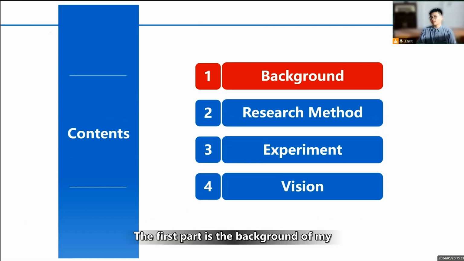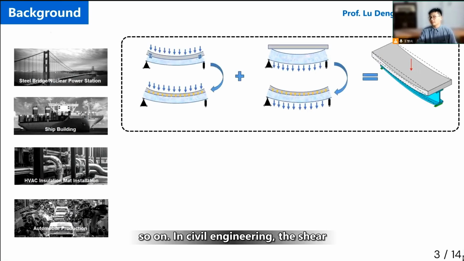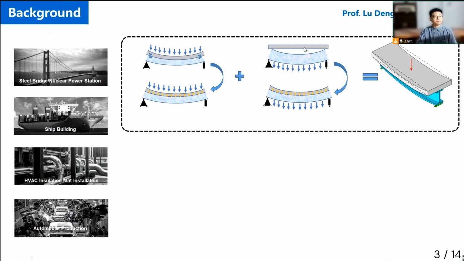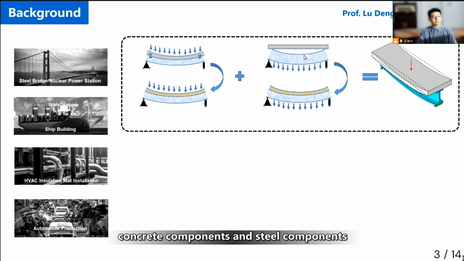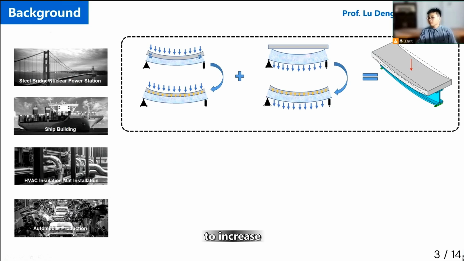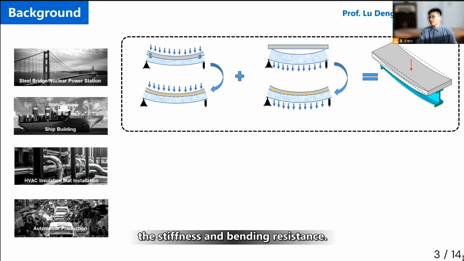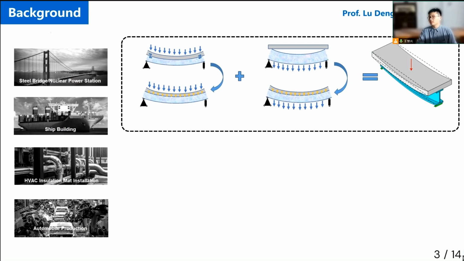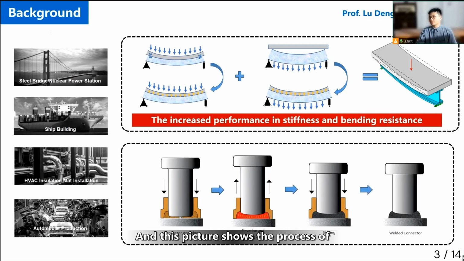The first part is the background of my research. The studs are widely used in many fields, like steel, bridge, composite structure, and so on. In civil engineering, the studs are usually used to connect concrete components and steel components to increase the stiffness and the bending resistance. And this picture shows the process of stud welding.